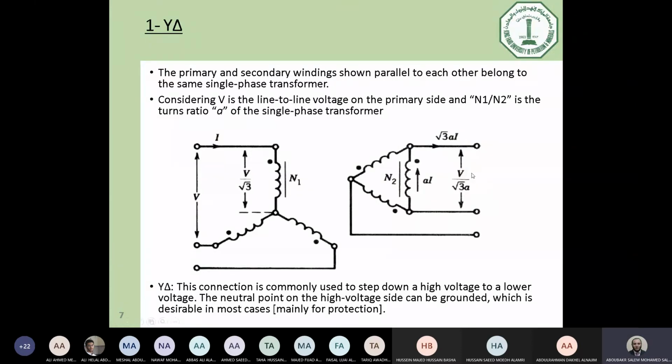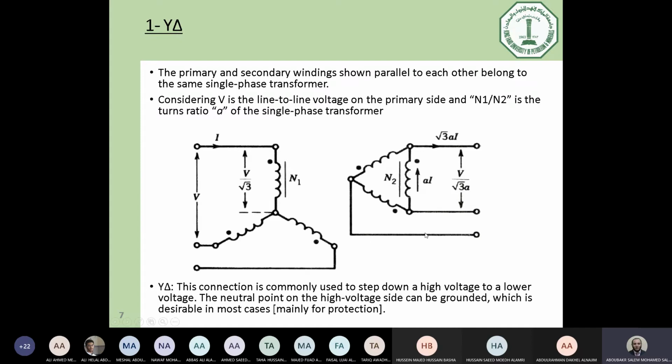Regarding the current, if you measure the line current here, which is the same as the phase current, the phase current also will be transferred respecting the turns ratio. So if the phase current here is I, the phase current there will be the turns ratio multiplied by I. However, this is not the output current, it's just the phase current. For delta connection, the line current equals square root of 3 multiplied by the phase current. So this is now the line current. As you can see, it became square root of 3 multiplied by the turns ratio times I.